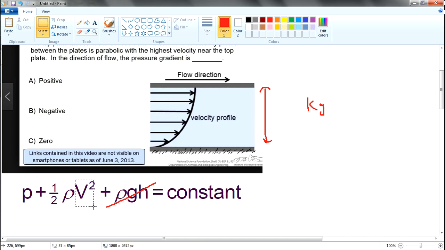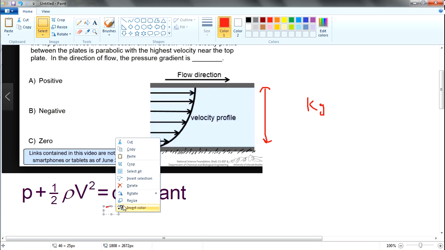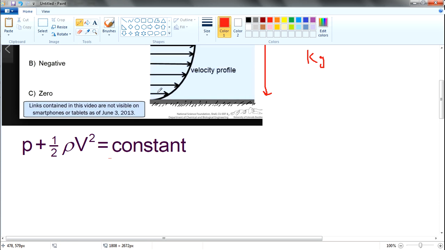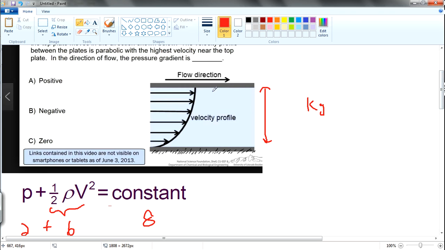Okay, so the velocity increases because it equals some constant, right? So maybe I should bring this thing out over here. So we are talking about some constant. Maybe I call it some value, I put it as 8. So let's say you have a certain velocity, maybe this term itself is 6. So therefore p is equal to 2, right? So if your velocity is high, your pressure will be less.